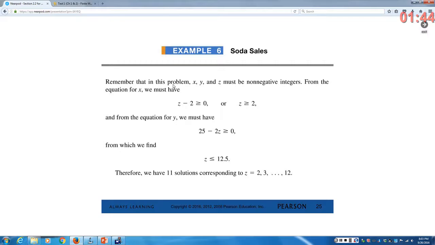Because that's the independent variable. That's the number that you can plug in to get the rest. So you actually have 11 solutions, and they correspond to 2, 3, 4, 5, 6, 7, 8, 9, 10, 11, 12, because you can't have 12.5. It has to be a whole number. Okay? So that's the largest value, and then the others will fall around that.